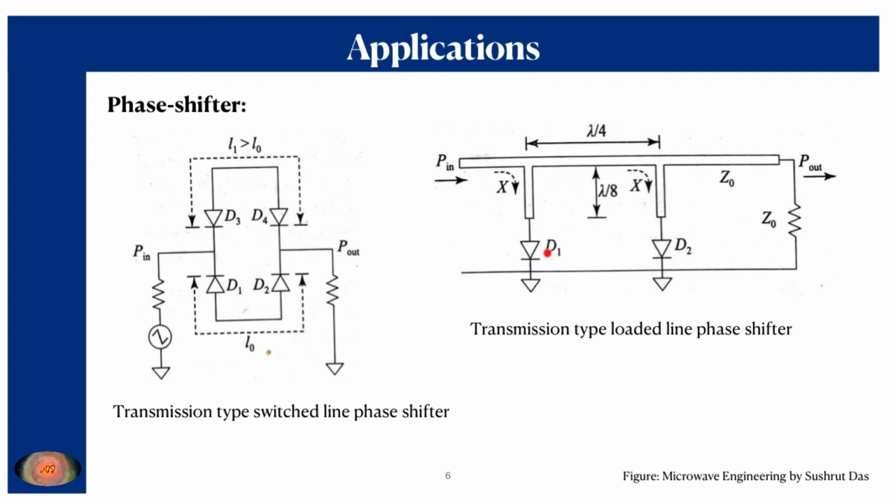You can see the two diodes are placed lambda by 4 distance apart. By making these two diodes forward biased, short circuits are realized at these two positions which are lambda by 4 distance apart, and that makes the input impedance inductive. On the other hand, if you make these two diodes reverse biased, the input impedance will be capacitive in nature. In this way, a phase shifting operation is achieved in the loaded line phase shifter.